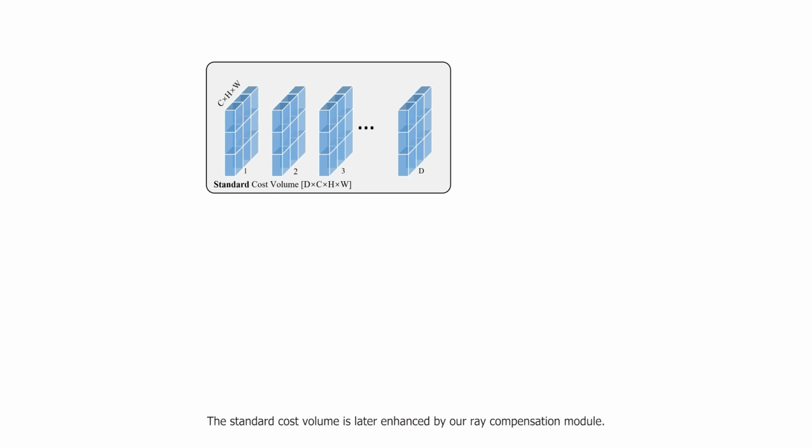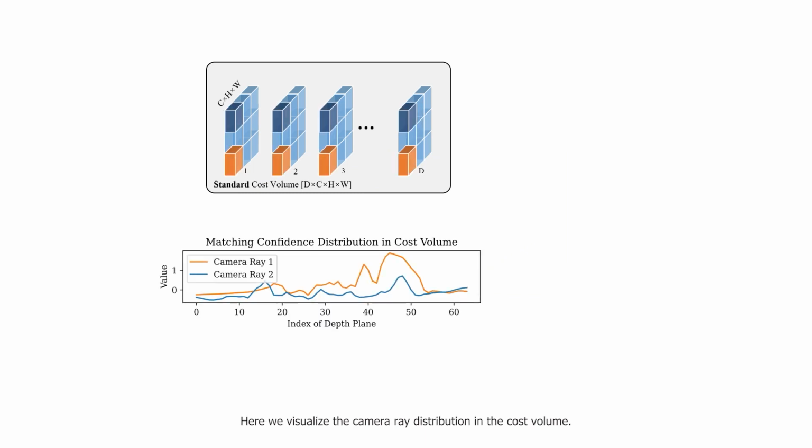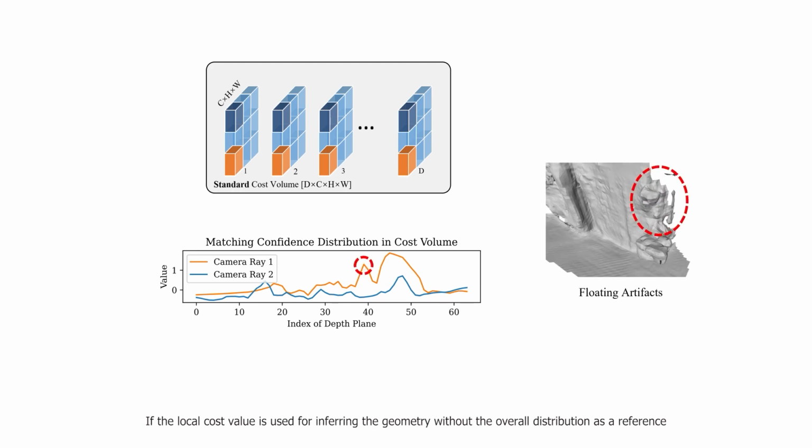Here we visualize the camera ray distribution in the cost volume. The highest matching confidence position within a camera ray is more likely to be the object's surface. However, these distributions have multiple peaks and the values are not normalized in magnitude. If the local cost value is used for inferring the geometry without the overall distribution as a reference, we observe that the model tends to decode local maxima as the object surfaces and cause floating artifacts.